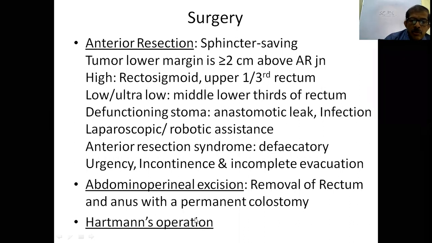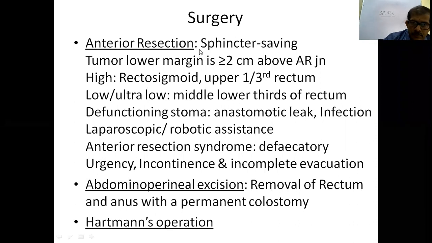So you all know about Hartmann's operation, where first you will defunct the canal in preparation for excision surgery. Once you are giving radiochemotherapy, then you can do Hartmann's operation, where you will do a colostomy and then close the upper end of the rectum. So these are the operations that are available. Frequently we tend to do anterior resection.